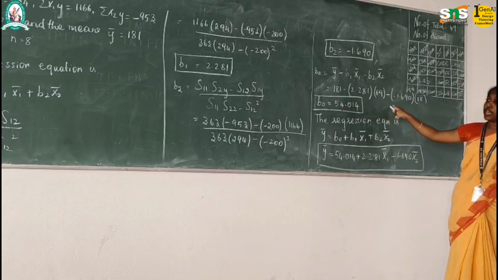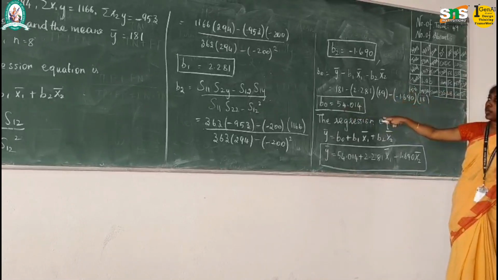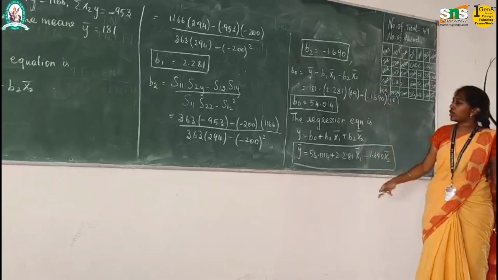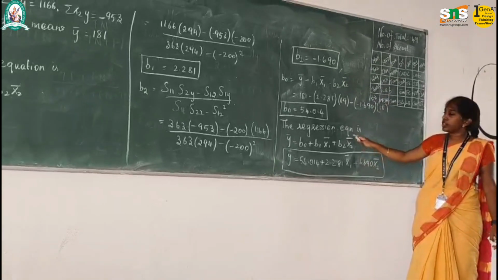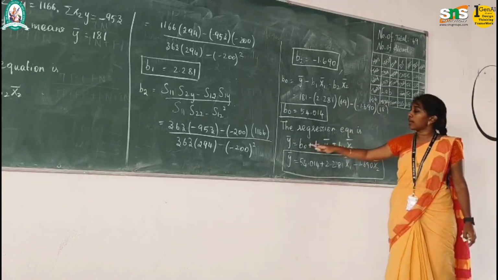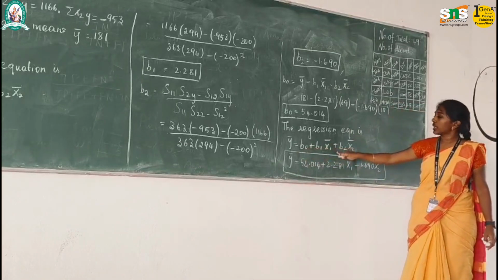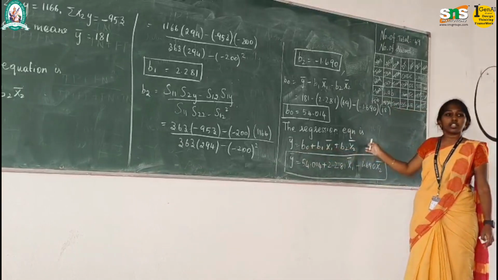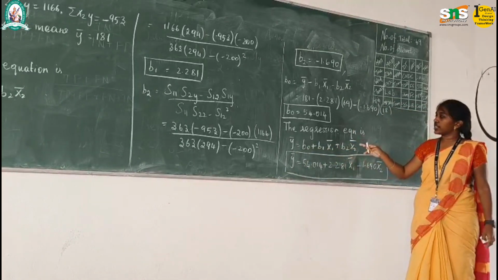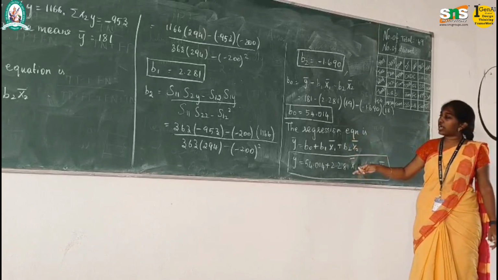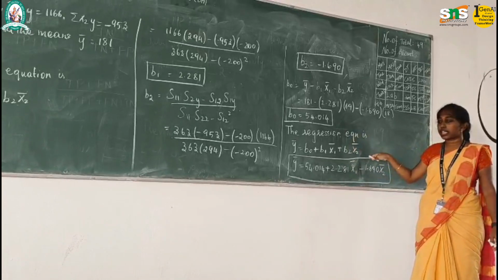Now we have found all those values, that is B0, B1 and B2. Next we are going to substitute into the regression equation. The regression equation is y bar is equal to B0 plus B1 x1 bar plus B2 x2 bar. So now we substitute the values of B0, B1 and B2 in this equation.